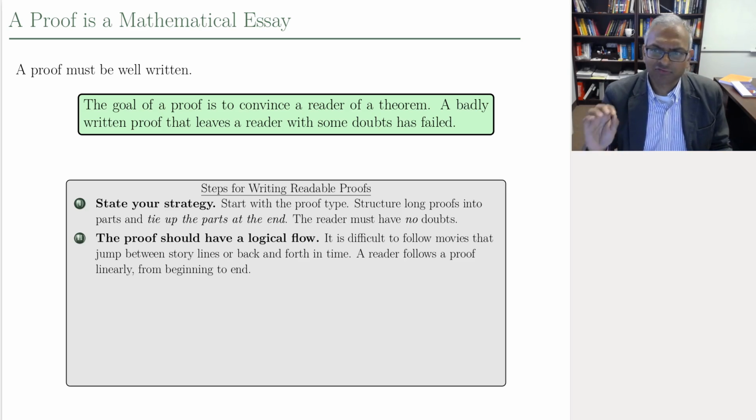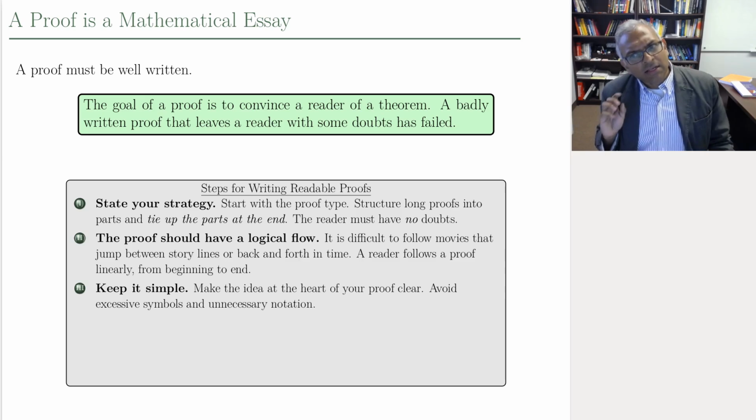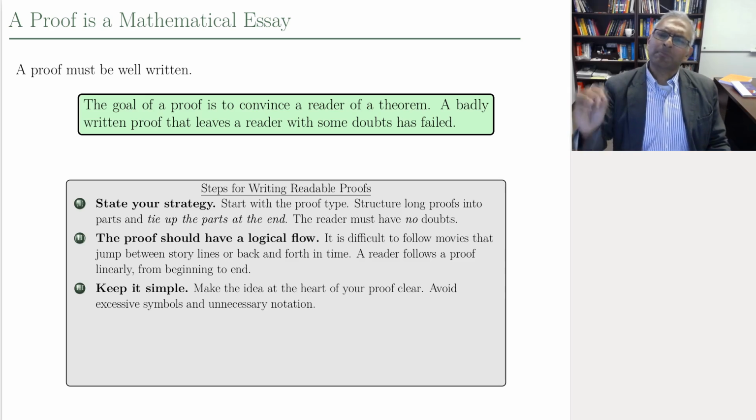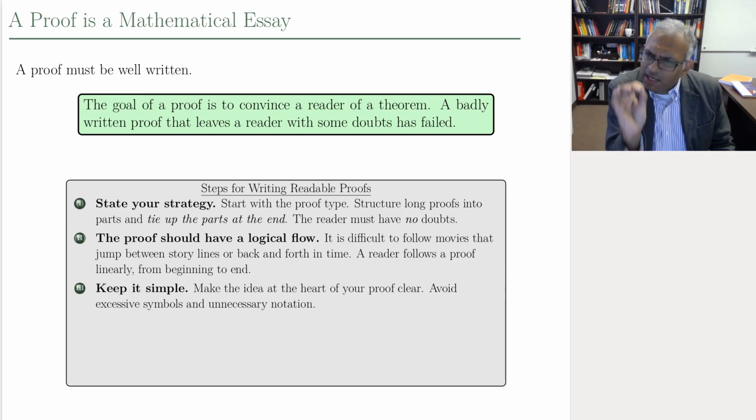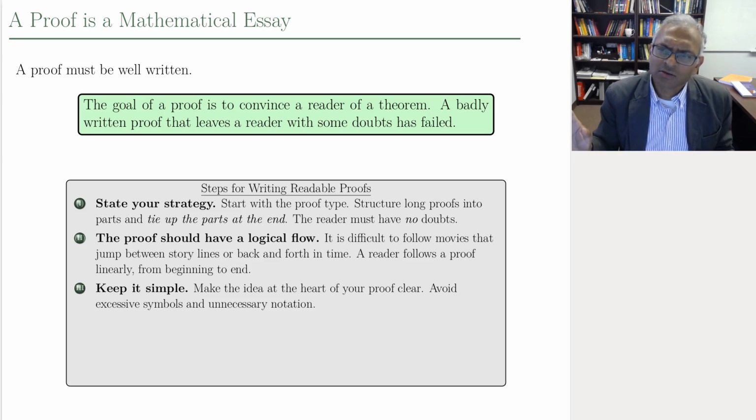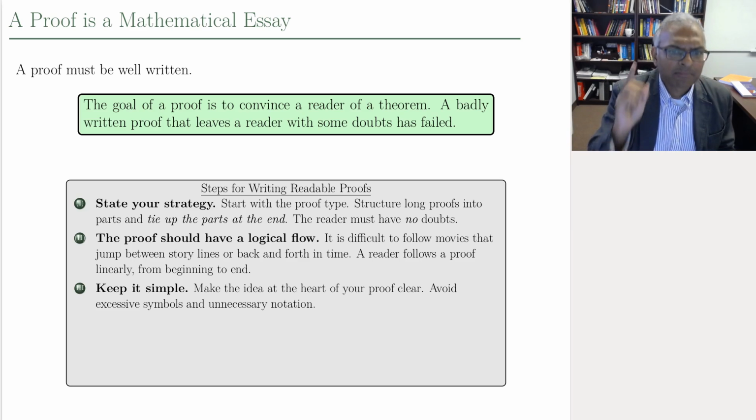So you must have a logical flow in the proof. And don't try to make things overly complicated. Keep it simple. Your proof has some key idea that should be clear. Okay? So avoid unnecessary notation, avoid excessive symbols. Don't try to show off in your proof. Your proof must convince, must leave the reader with no doubts.